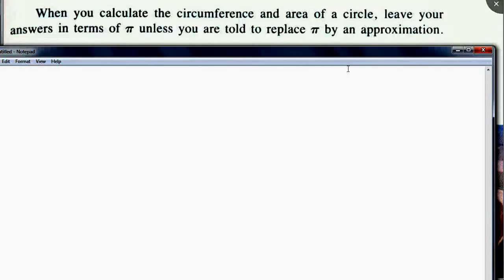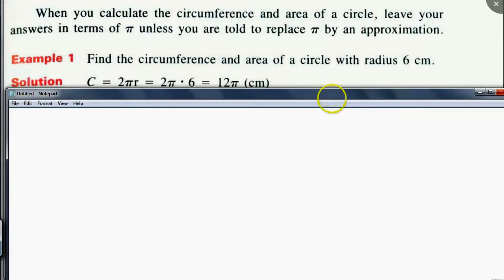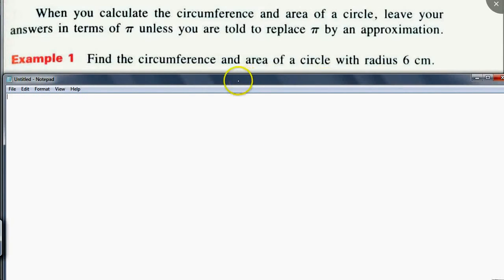Right? Okay? It's going to make it a lot easier, actually, if you do that. Do you understand? Just like how we did it before. So take a look at this example here. It says find the circumference and the area of a circle with radius 6 centimeters. Does it ask for the approximation? No. So you're going to give me the exact answer in terms of pi.